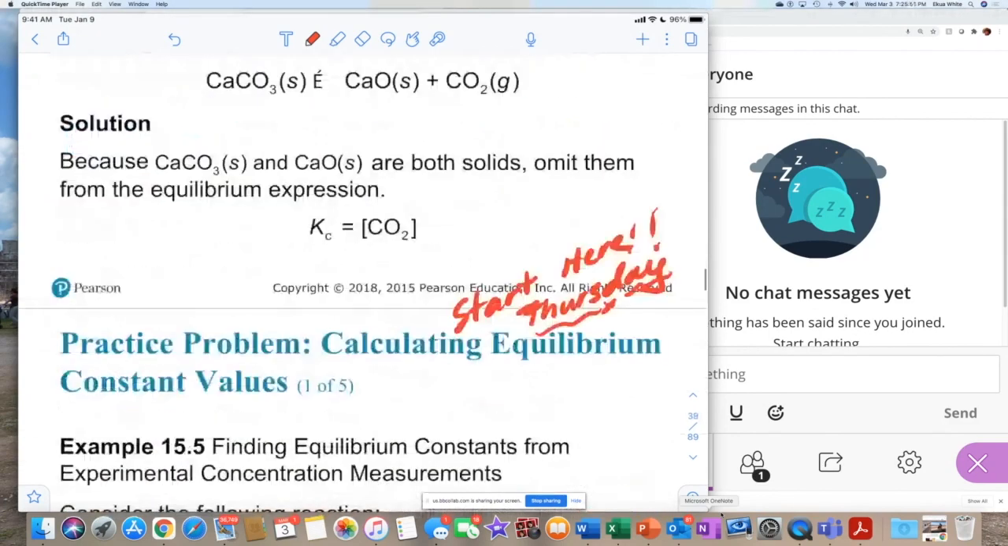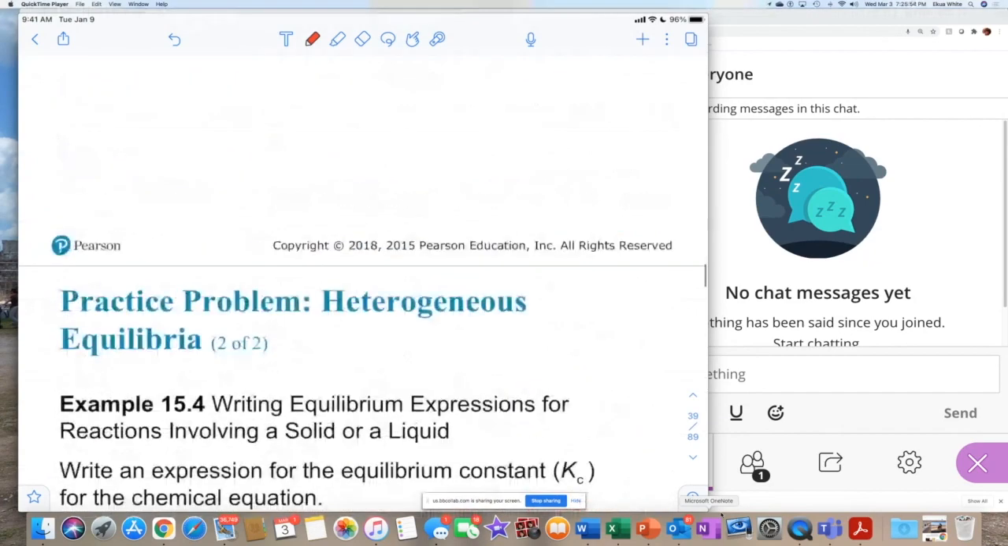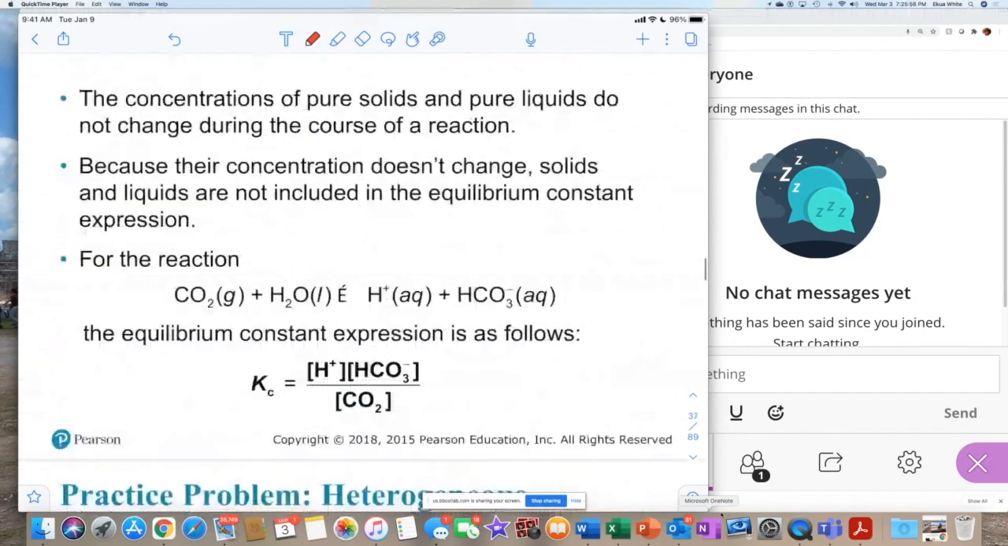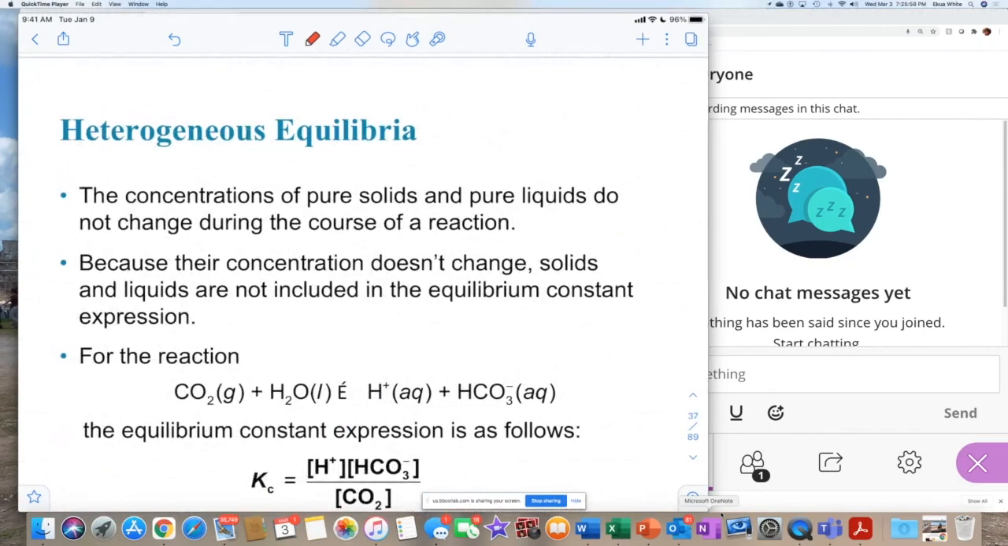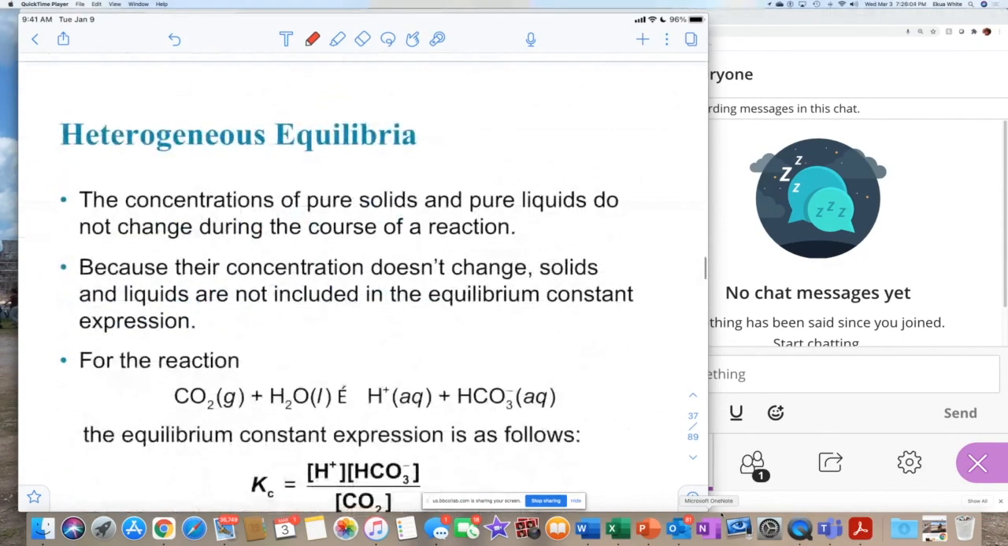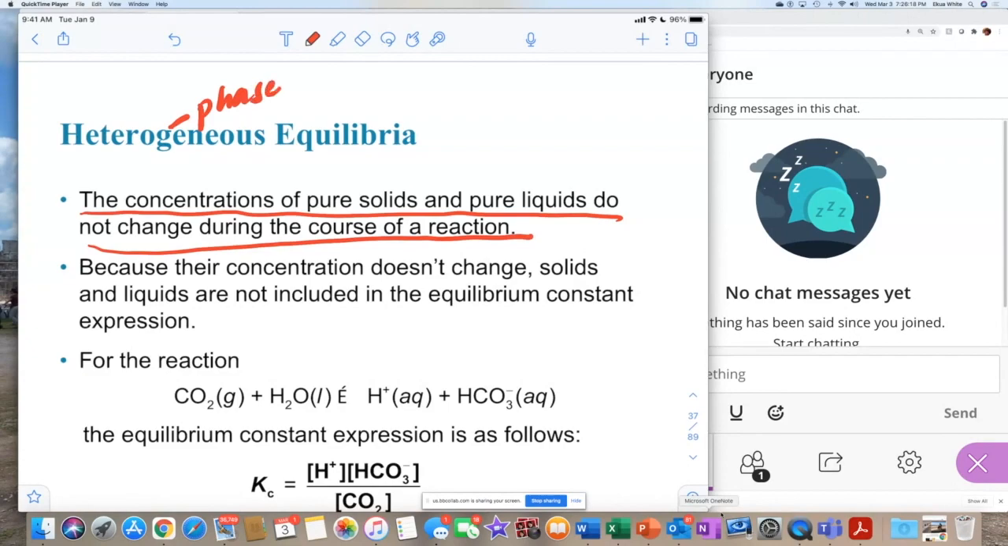Then let's see. I think this is the last concept, and then I'll let you guys go because I need to be let go myself. I want to start the math part and for us to work on that together. Okay. The concentrations of pure solids and pure liquids do not change during the course of the reaction. Context here is heterogeneous equilibrium. Heterogeneous here is referring to the phases of reactants and products and how they influence the equilibrium.